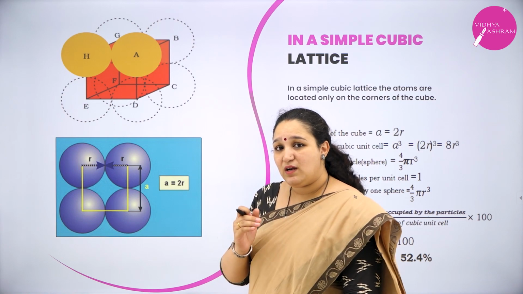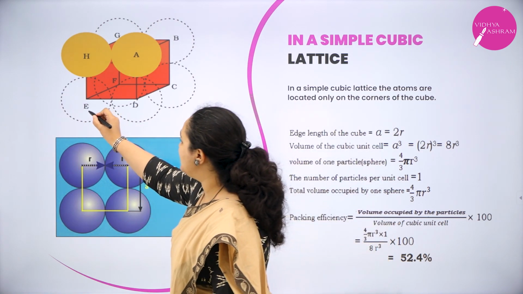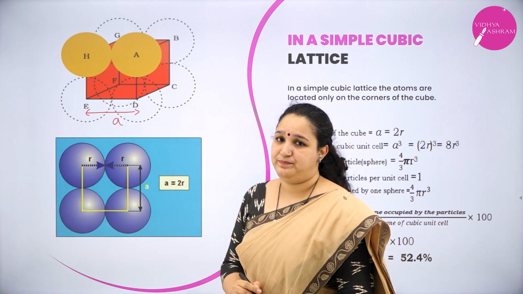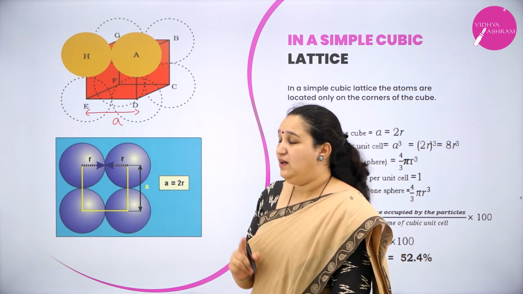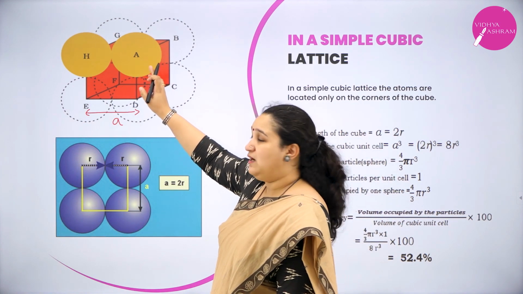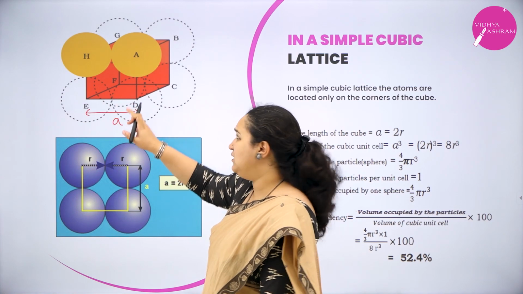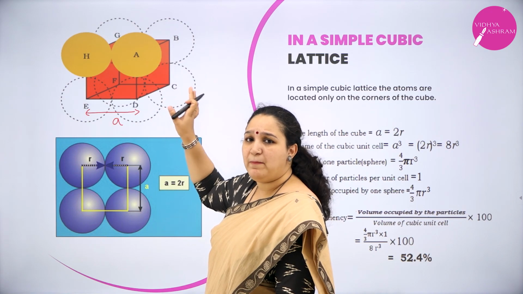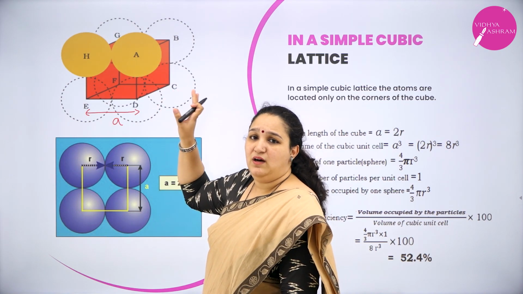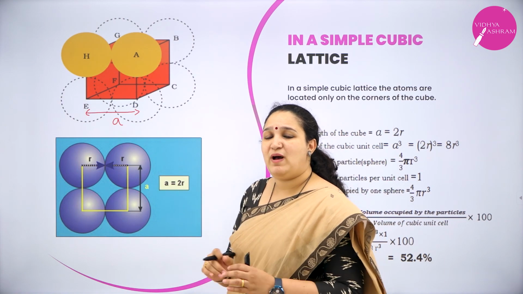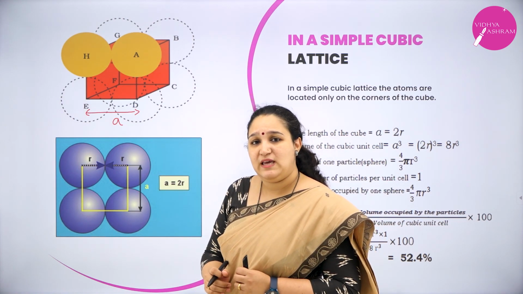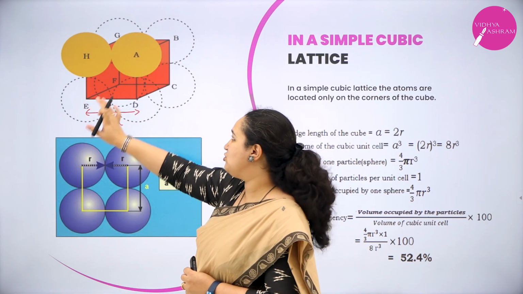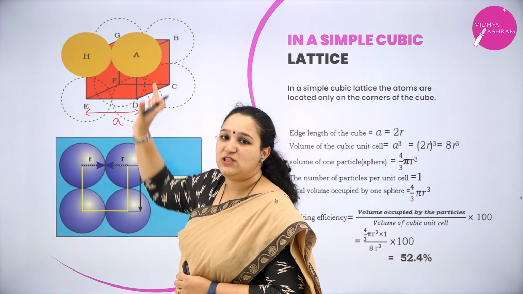Now, what are we considering? We are considering the edge length to be small letter a. Here you can also see I have named every corner: A, B, C, D, E, F, G, H. Please follow the same pattern for all the 3 derivations. Also, if you ask me, ma'am, is it very necessary to draw this diagram? Yes, you have to draw the diagram, but you need not show all the 8 particles. You may show particles A and H which are touching one another.